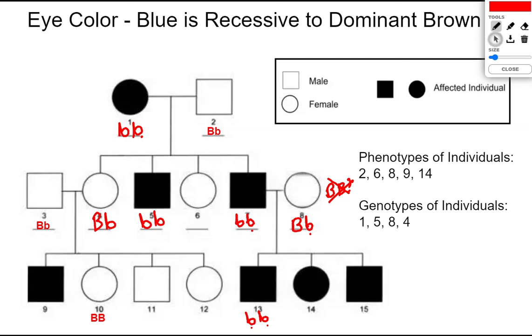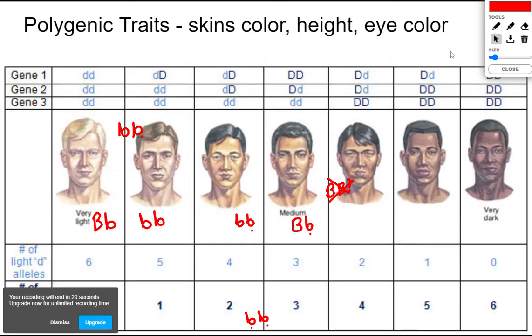Okay? The other thing that we talk about is something called polygenetic traits. Polygenetic, the word poly means many, and these are traits that are controlled by more than one gene. So skin color is an example of that. It's controlled by more than one gene. So it's not as simple as saying, yes, you have it, no, you don't have it. You have to actually look at several genes in order to understand the skin color.